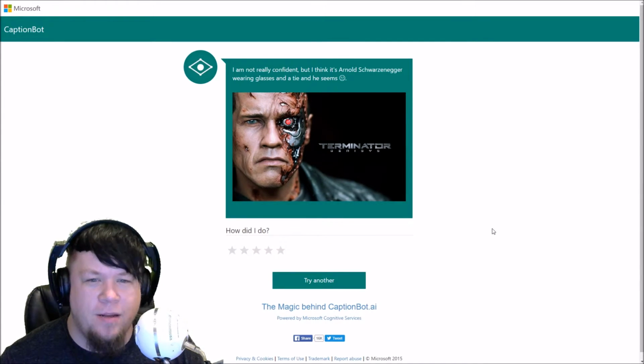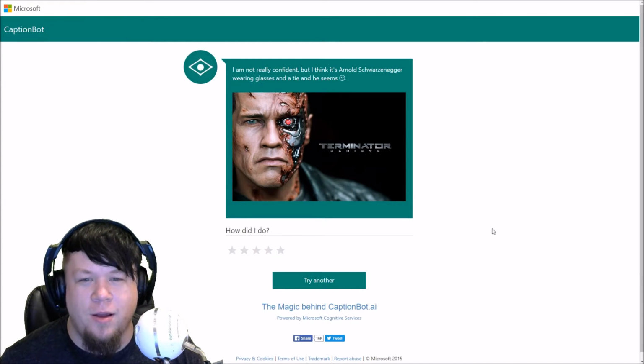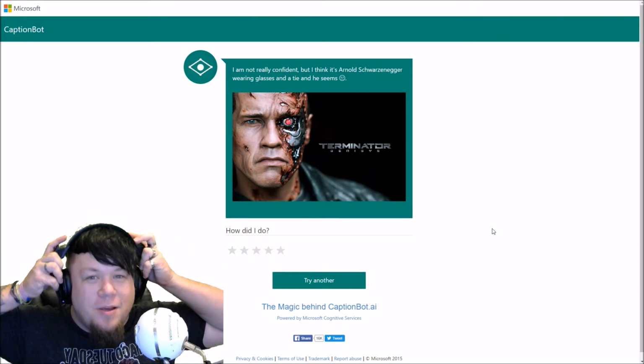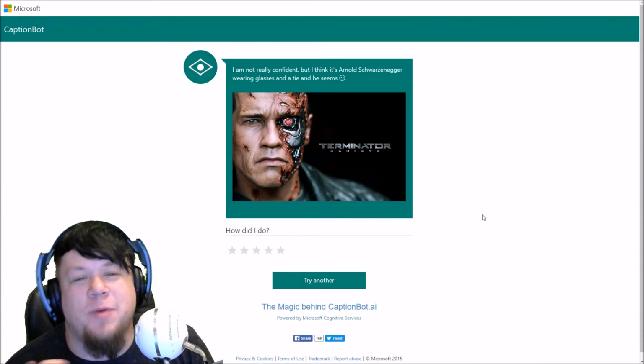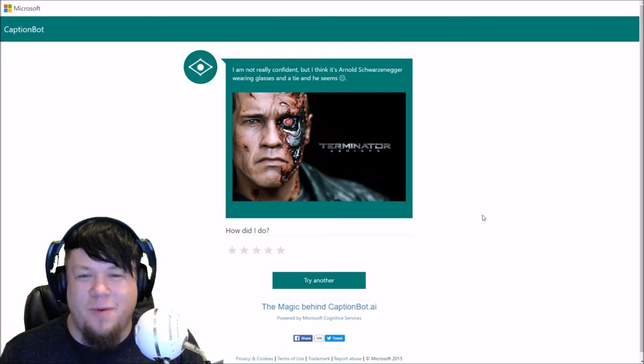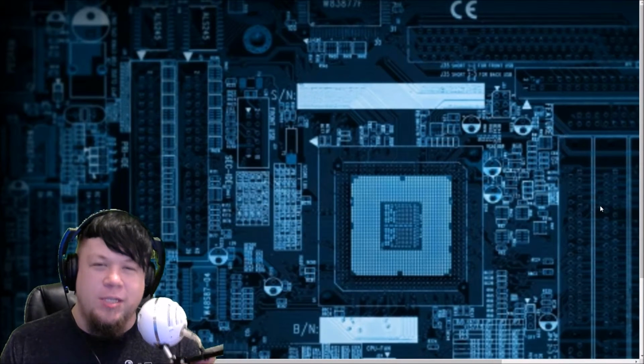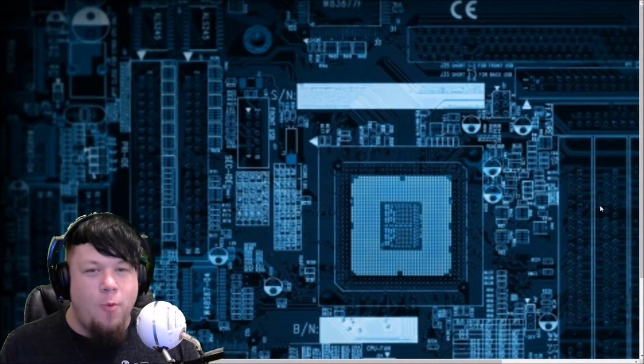I'm not really confident, but I think it's Arnold Schwarzenegger wearing glasses and a tie, and he seems... blank-faced! My God! I mean, that was pretty close. It is Arnold Schwarzenegger wearing glasses and a tie. I don't know where they're getting the tie from. So many questions unanswered.